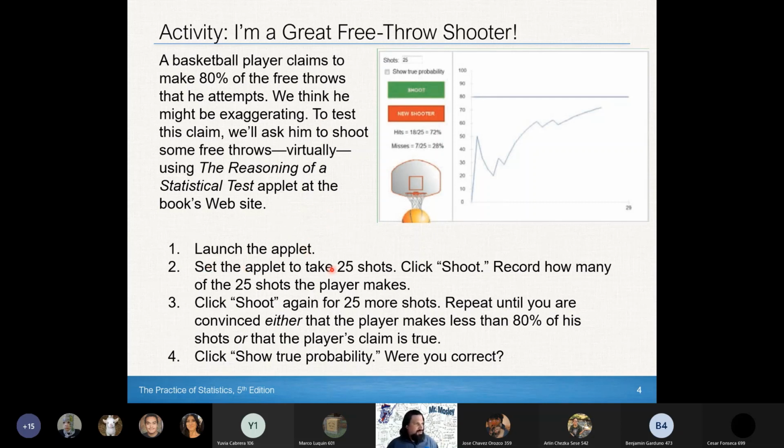So we'll launch the applet. We'll set the applet to take 25 shots, click shoot, and record how many of the 25 shots the player makes. All right, we'll do it again for 25 more shots. We're going to repeat until we are convinced either that the player makes less than 80% of his shots or that the player's claim is true. And then once we've decided what we think is right, we're going to click show true probability and see if we were correct. So that's how this thing's going to play out.